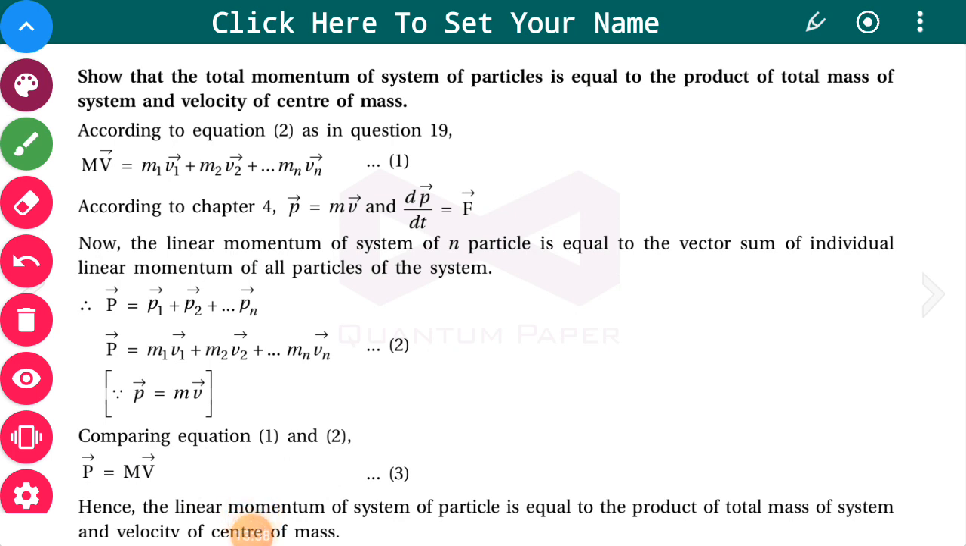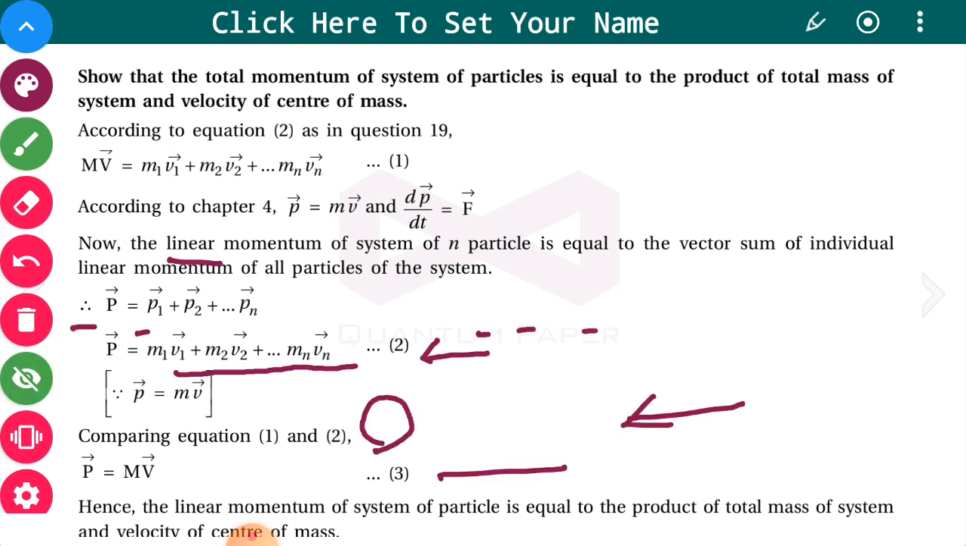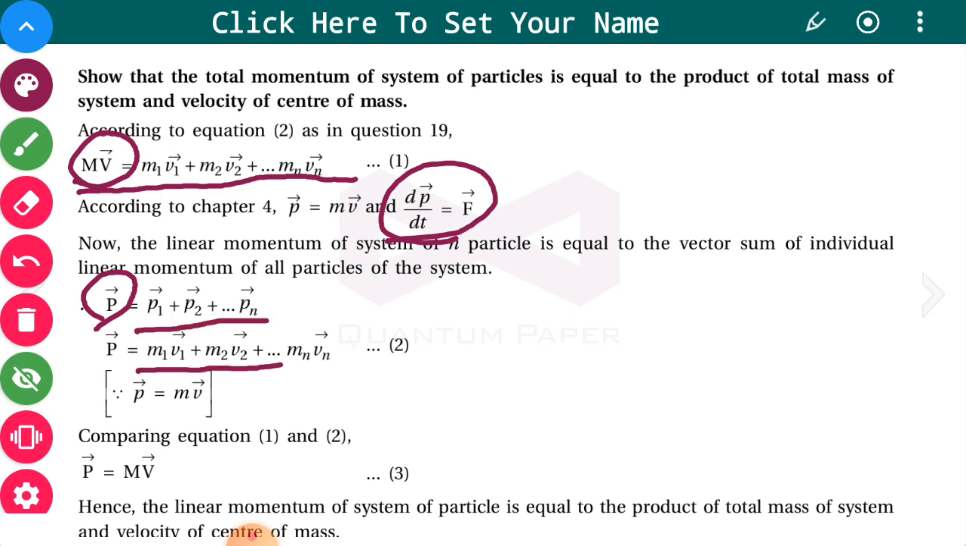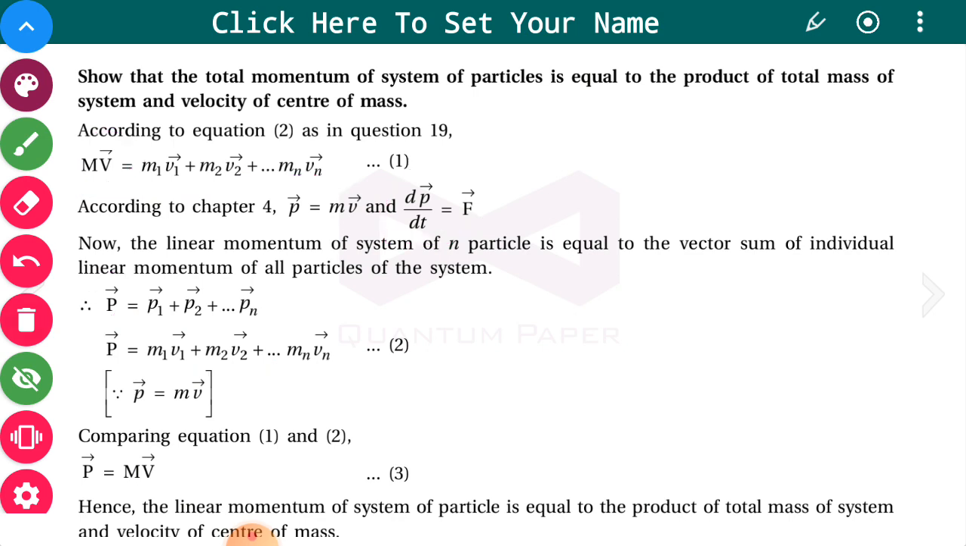Now, show that the total momentum of a system of particles is equal to the product of the total mass of the system and the velocity of center of mass, which can be shown easily. This is the formula which we have derived, that is M into velocity of center of mass is equal to m1 v1 + ... + mn vn. As you know, p is equal to mv and dp by dt is equal to force. So instead of this m into v, we have written capital P, that is the momentum of the system of particles, or rather momentum of center of mass, and these are the individual momenta of different particles, which can be replaced as m1 v1 + ... + mn vn.